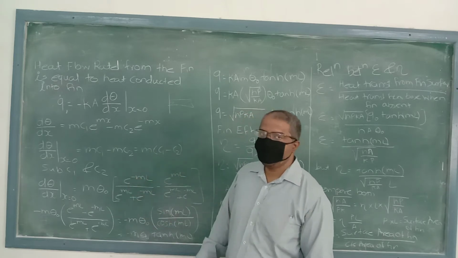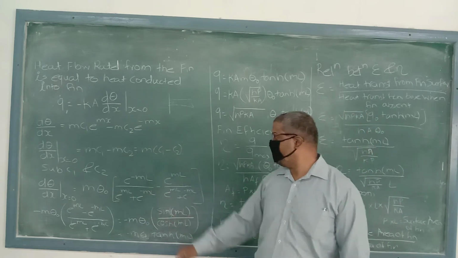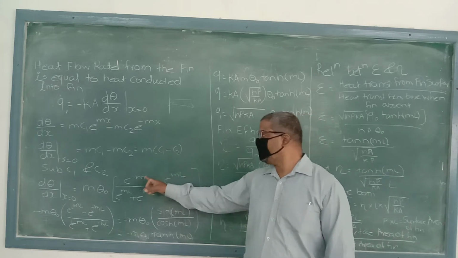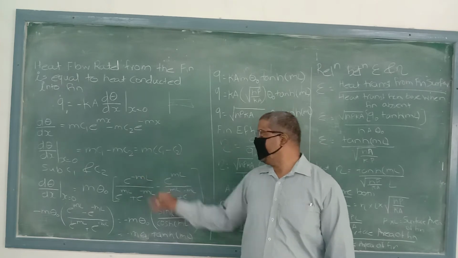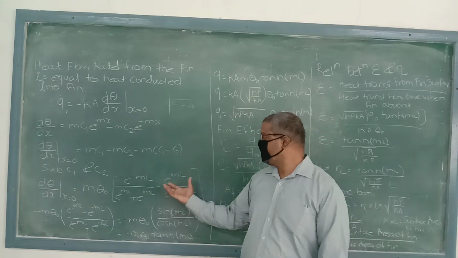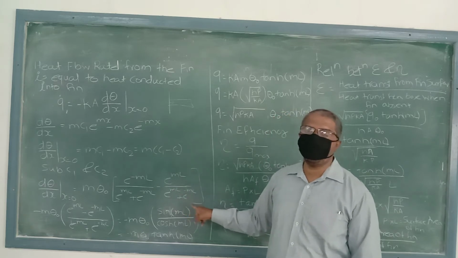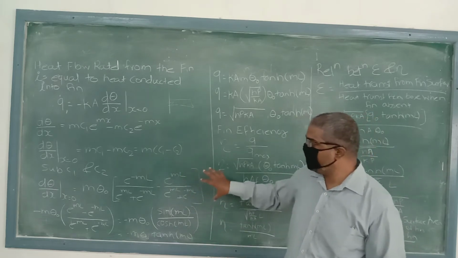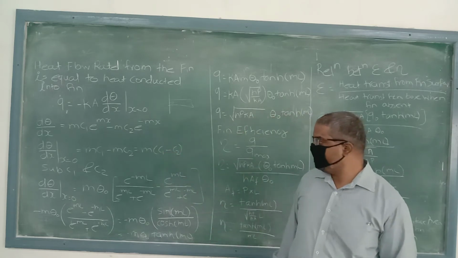So the c1 value is e raised to minus ml upon e raised to ml plus e raised to minus ml, minus the c2 value, which is e raised to ml upon e raised to ml plus e raised to minus ml. The only difference is the index in the numerator: for c1 it is minus ml and for c2 it is plus ml. So we have found the c1 and c2 values and substituted them in this equation.